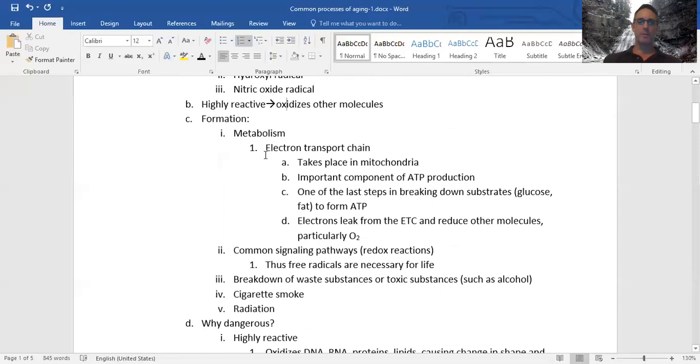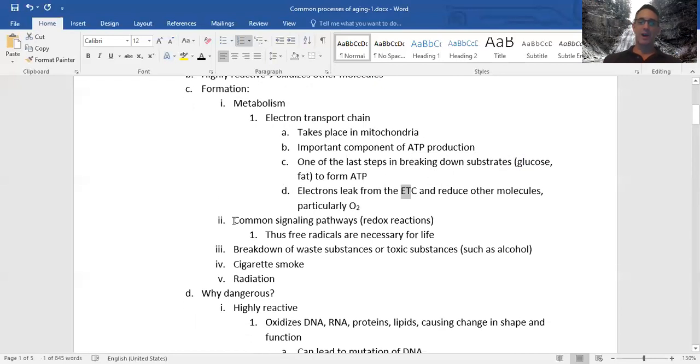So here's how they're formed, primarily through metabolism, through our own metabolism. Again, I just mentioned it takes place in the mitochondria, where ATP is produced because electrons leak from the electron transport chain and they reduce other molecules. And then that molecule in turn oxidizes another molecule. But free radicals are actually also part of common signaling pathways that we use every day. These are called redox reactions. For those who are familiar with that, that's oxidation reduction.